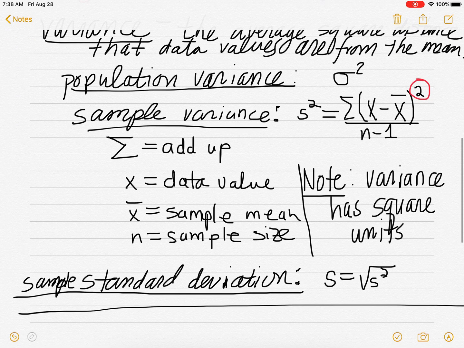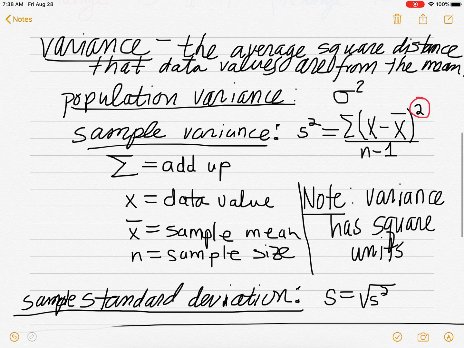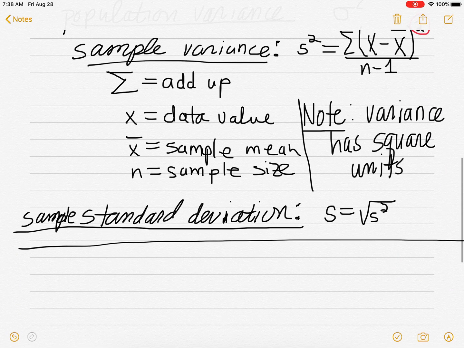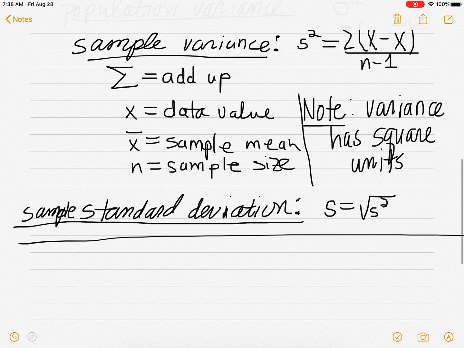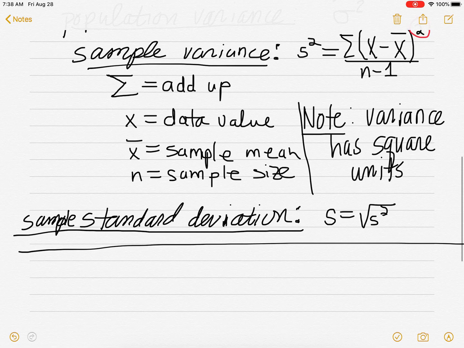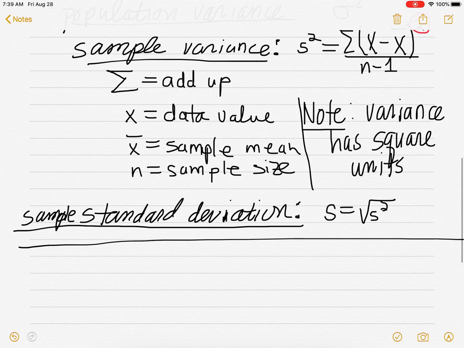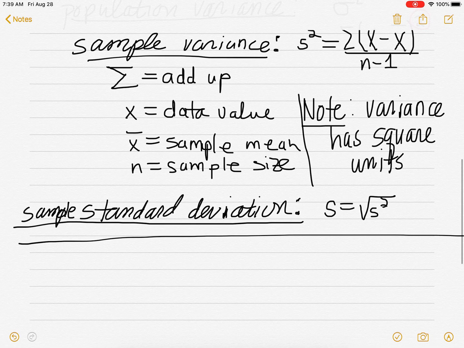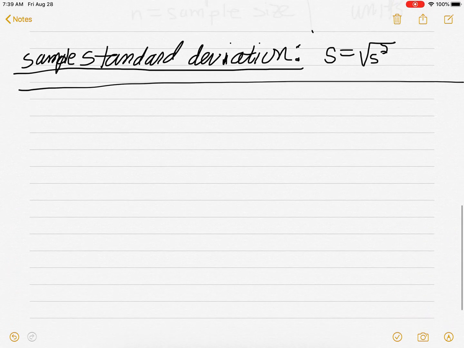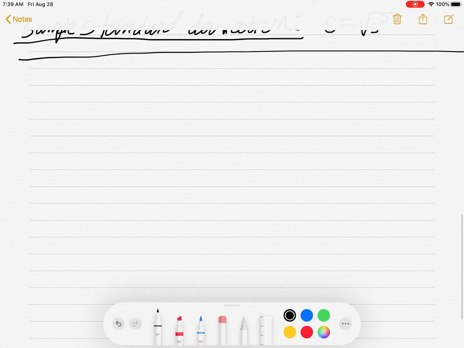I think I just want to start working a problem. Oh, the bigger the variance, the bigger the standard deviation, the bigger the number you calculate, that means the more spread out your data is. The smaller the number, the smaller the variance or the smaller the standard deviation, that means the closer together the data is. Let's do an example here.